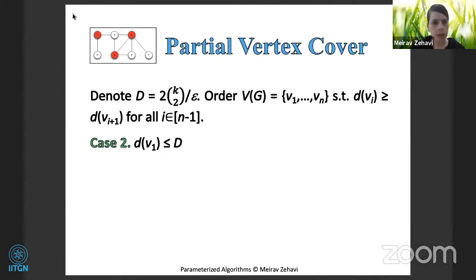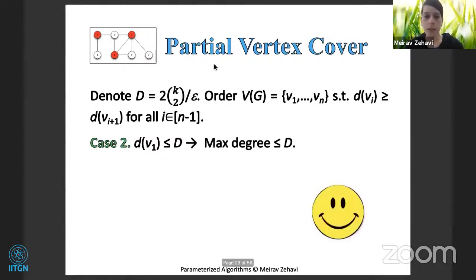In the second case, the degree of the first vertex is not that large. It is at most d. But notice that this case is also very good for us, because even the highest degree vertex doesn't have that large degree. So the entire graph actually has a degree that is bounded by some function of k and epsilon, by d. This should remind you of some basic method in parameterized algorithms that you should know.